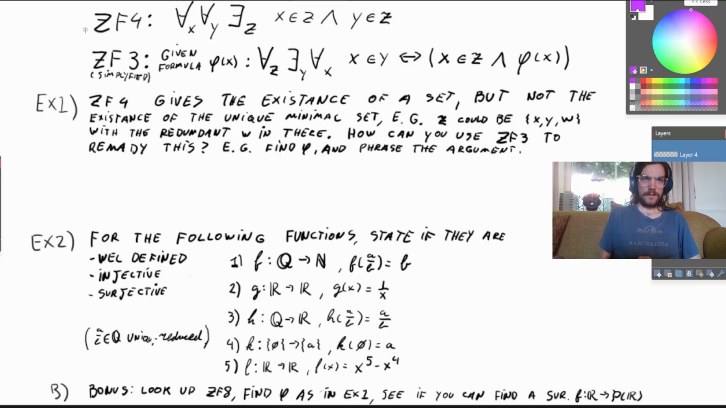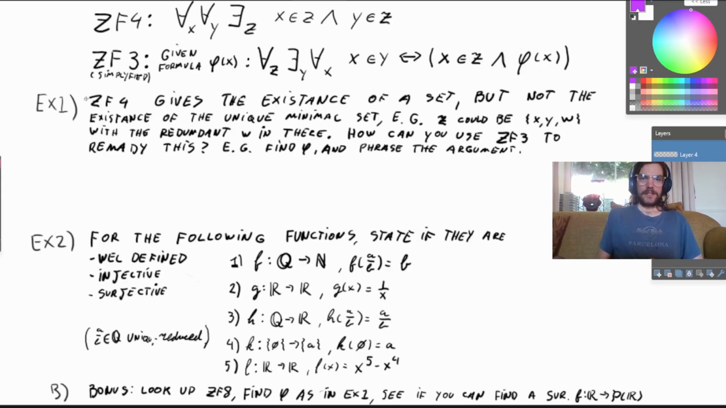First, here are the ZF4 and a simplified version of ZF3. And I'm just going to quickly talk about these formulas. So a formula can be any string made out of the symbols of the language. So it can have any relation that you defined, it can have any function you defined, it can depend on a variable, it can have all sorts of terms, whatever you want. And it spits out a truth value.